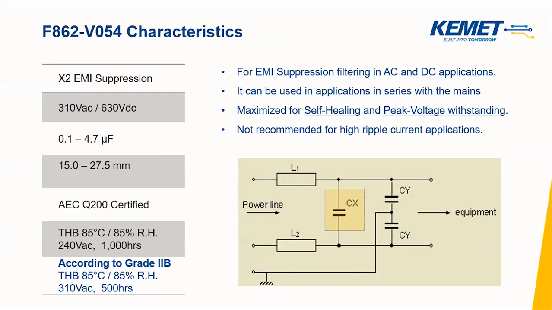The series F862V054 is for EMI suppression filtering in AC and DC applications and can also be used for applications in series with the mains. The series is not recommended for applications where there is a high ripple current. Some of the main characteristics of F862V054 are input voltage is 310 volt AC and DC voltage is up to 630 volts. The capacitance range is between 0.1 microfarad going up to 4.7 microfarad in pitches 15 to 27.5 millimeter. The series is also THB grade 2B, which I already introduced in the beginning of our presentation, which means it is 85/85 up to 500 hours at rated AC voltage, which is 310 volt AC in this case. The series can also withstand a higher number of hours during the THB test, but at reduced voltage. So for example, here 85/85, but at 240 volt AC up to 1000 hours.